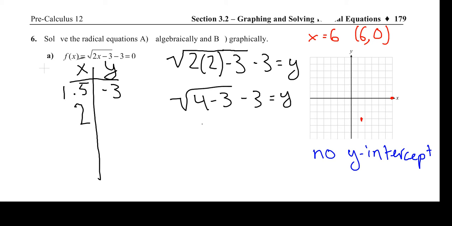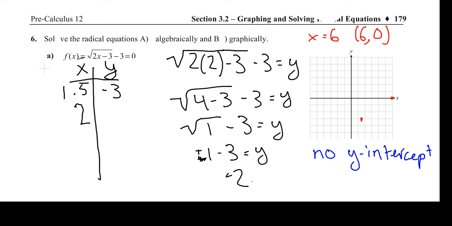is 1. Yep. Just checking my calculator because this is grade 12 and I really don't want to get anything wrong. So the square root of 1 is, well, it could actually be plus or minus 1. Minus 3. In this case, I'm just going to use regular 1. Just 1. So now we have 1 minus 3 is equal to negative 2 is equal to y. So when x is 2, y is negative 2.